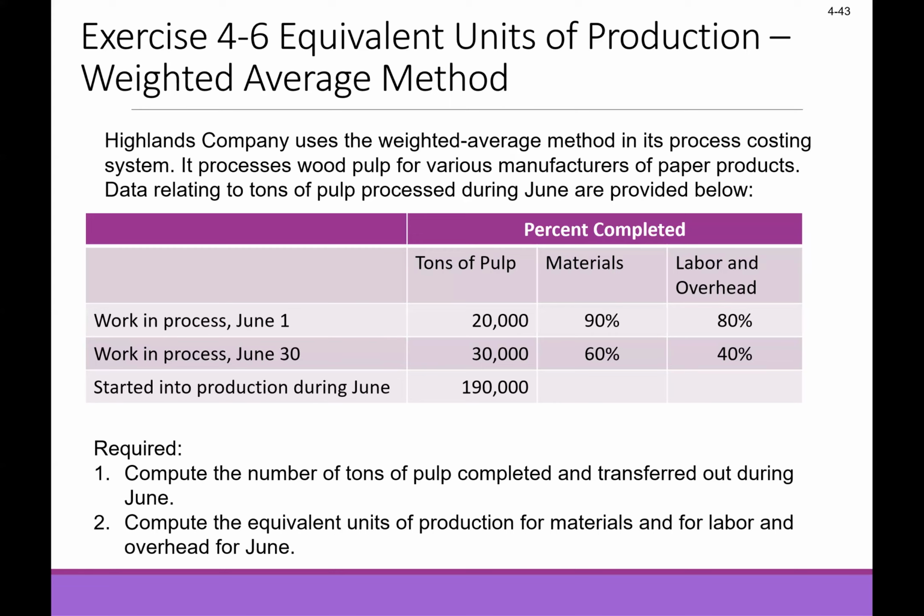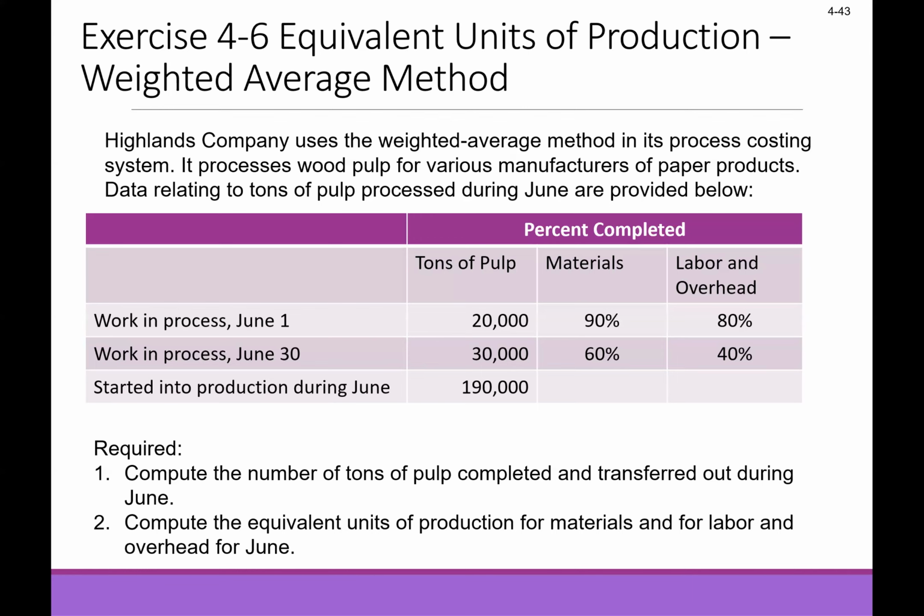So we're going to compute the tons of pulp completed and transferred out in June. And then we're going to compute equivalent units of production for the materials and for the labor and overhead in June.